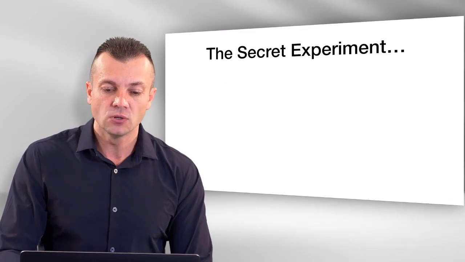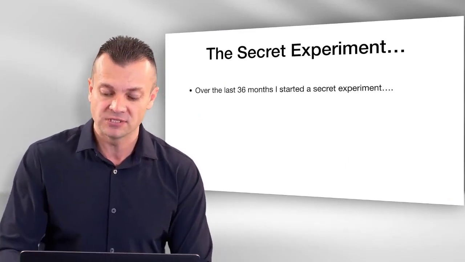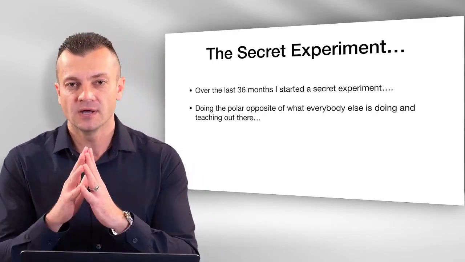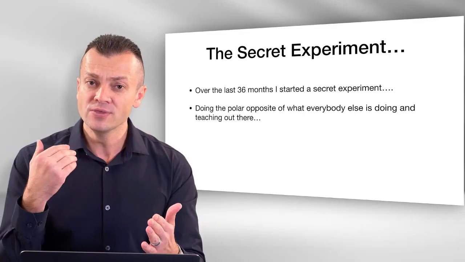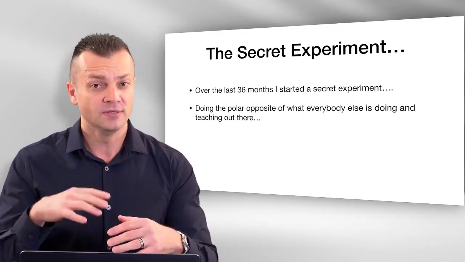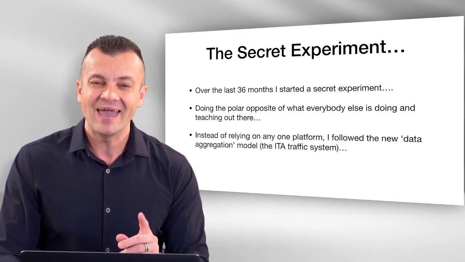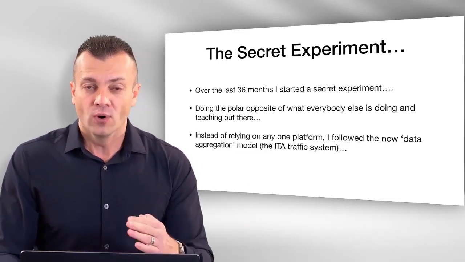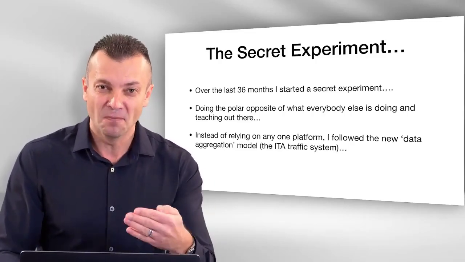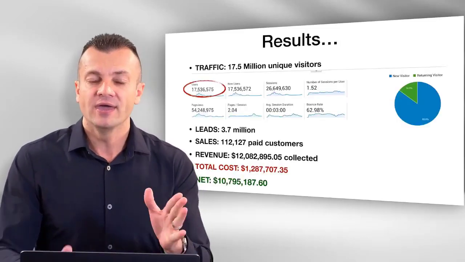Look, I want to give you the result of this. Over the past 36 months, I've been running a secret experiment on this model. Let me show you what it's done for us. I have deployed a campaign doing the polar opposite of what everybody else is doing out there in the traffic generation, marketing, and sales world. Instead of relying on any one platform, what I did was follow what's called data aggregation, this new traffic model that I've developed, and now we teach this inside the Internet Traffic Academy. Anyway, here are the results.